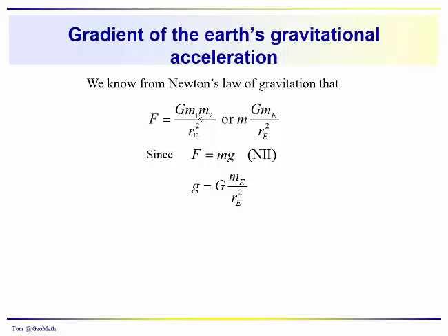We know that the force between two masses, m1 and m2, is proportional to their product divided by the distance between them squared. Or, if we just look at one mass like you or me, or the mass of the glass, or the cup of coffee, or whatever's sitting in front of you, we get the mass of that object times G m sub e over r sub e squared. We know from Newton's second law that the force is equal to the mass times the acceleration. And that gives us the acceleration here as just the gravitational constant times the mass of the Earth divided by the radius of the Earth squared.